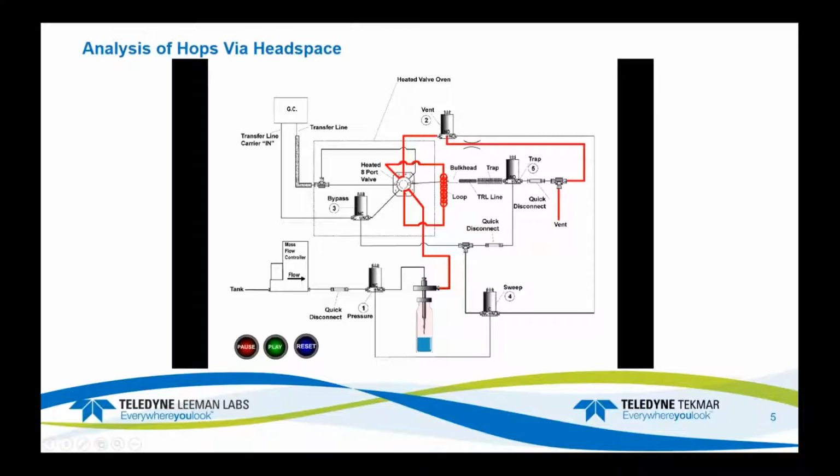Then once that's done, we're going to have to introduce it to the GC. So we reroute the GC carrier gas. It's going to go through the loop and take our aliquot over to the GC for separation and detection.